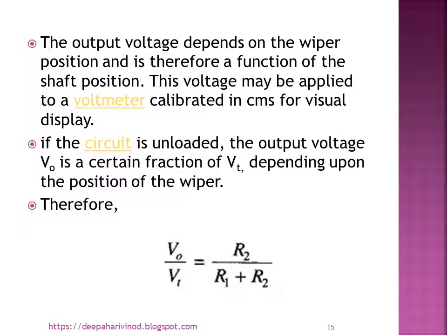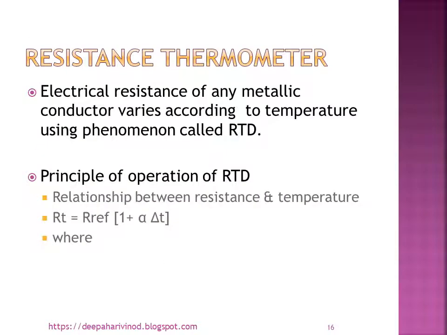The output voltage depends on the wiper position and is therefore a function of shaft position. This voltage may be applied to a voltmeter calibrated in centimeters for visual display. If the circuit is unloaded, the output voltage VO is a certain fraction of Vt depending on the position of the wiper. So we can write VO by Vt equal to R2 divided by R1 plus R2.